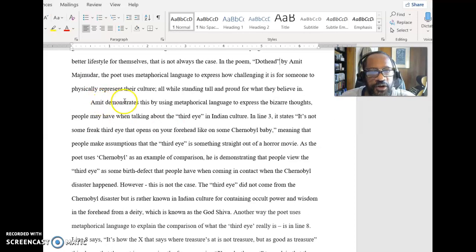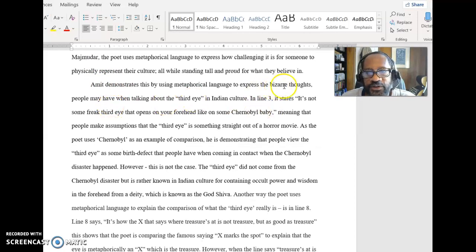So Majmudar demonstrates this by using metaphorical language to express the bizarre thoughts people may have when talking about the third eye in Indian culture. Okay, we have to quote that little word that comes out of there, and that's correct. In line 3, it states, "it's not some freak third eye that opens on the forehead like some Chernobyl baby," meaning that people make assumptions that the third eye is something straight out of a horror movie.